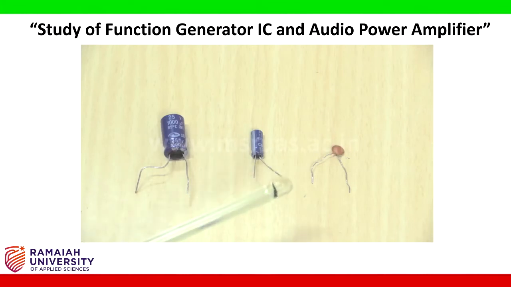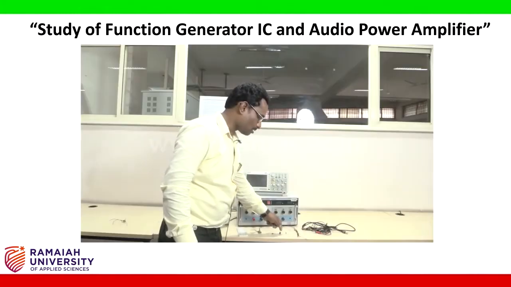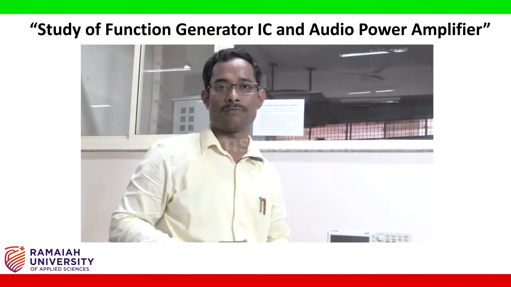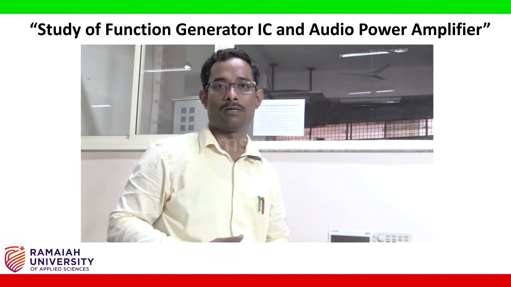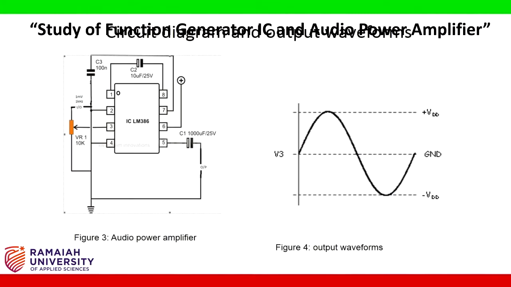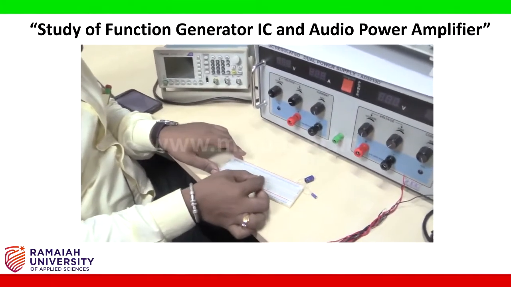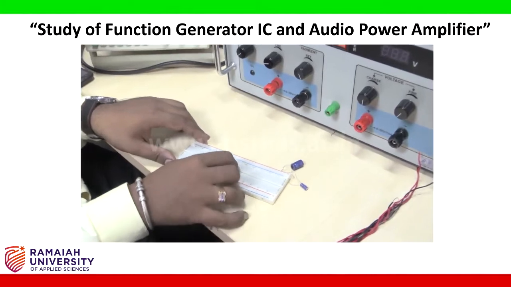3 capacitors I am going to use in this experiment. One is 0.1 microfarad, 10 microfarad and 1000 microfarad. And connecting wires and patch cords. Let us start the circuit connection of the audio power amplifier based upon the circuit diagram. Now I am taking the circuit board. I am going to mount the IC on the circuit board.